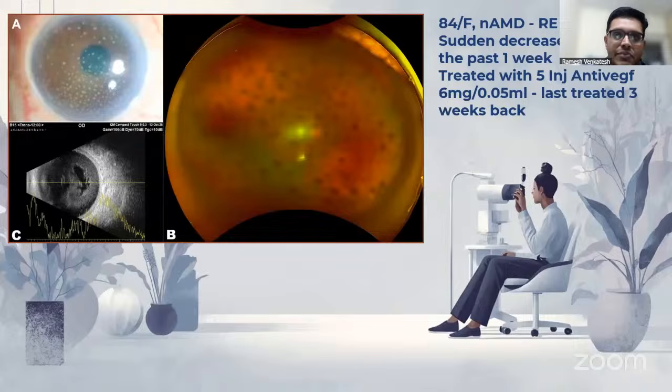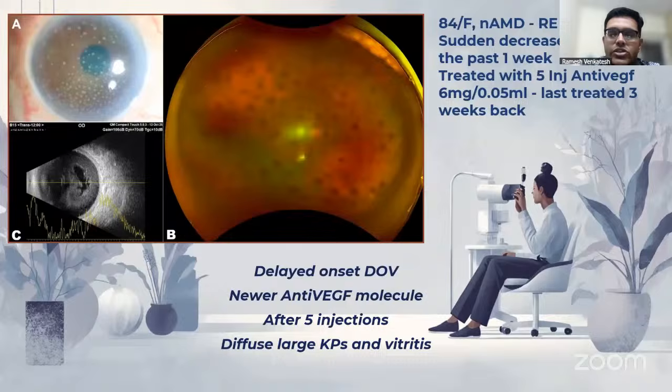So here we have a patient being treated with an anti-VEGF agent for neovascular AMD, presenting to us 3 weeks after the injection. The injection was a newer anti-VEGF molecule, and she was already treated previously with 4 injections without any problem. But it's only after the 5th injection that she presented with large diffuse keratic precipitates and dense vitritis.